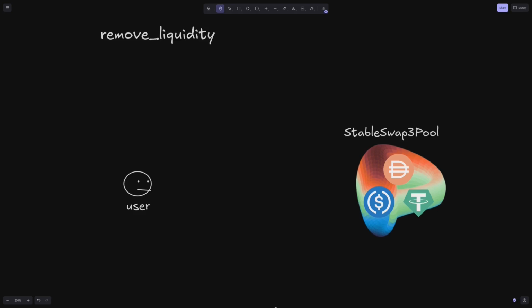There are several variations to remove liquidity. Let's look at the first way by calling the function remove liquidity. Remove liquidity will burn the LP shares of the liquidity provider and then send back all of the tokens in the pool in proportion to the amount of LP tokens that they burnt back to the liquidity provider.